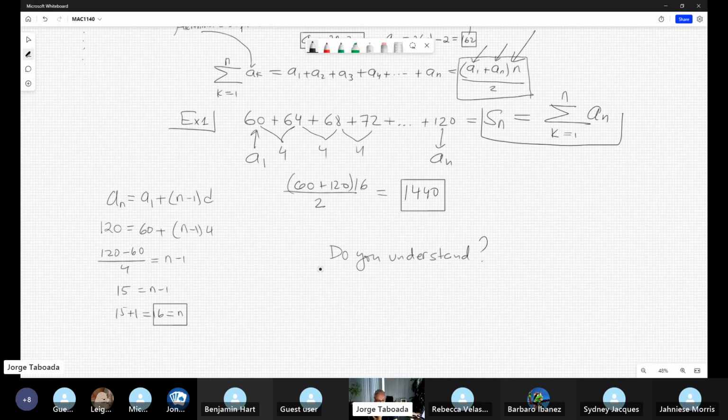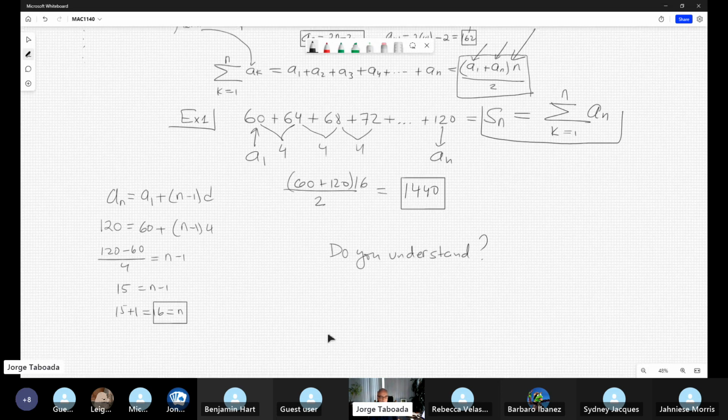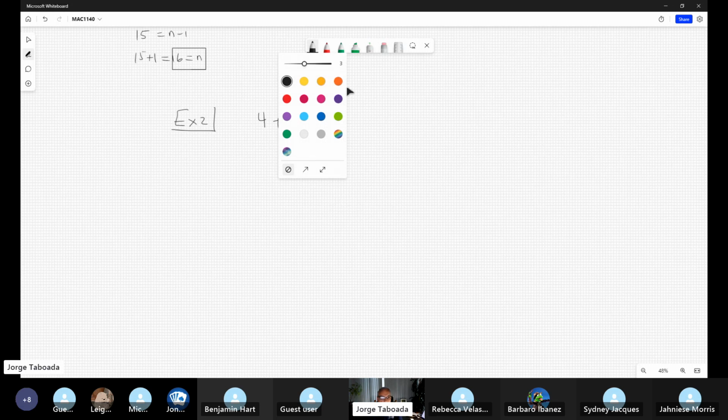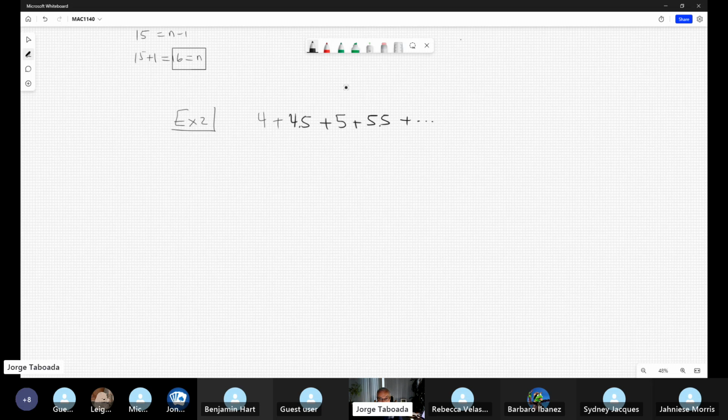Okay, one more example of the summation using arithmetic signals. Example 2, arithmetic signals. Suppose 4 plus 4.5 plus 5 plus 5.5 plus ... plus 100. Compute this summation. And by the way, I don't know how many terms.